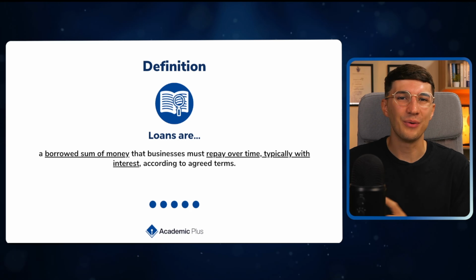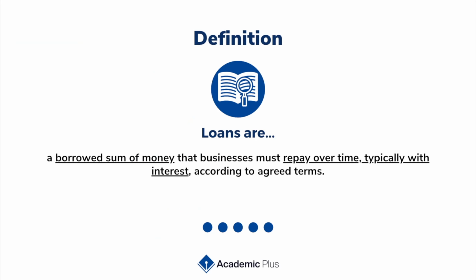The first method that we're going to be taking a look into will be our loans. Now let's give you all a definition because I know you all love your definitions. What we mean by a loan is that this is a borrowed sum of money that businesses must repay over time. So it's a debt method of finance. And typically we'll have to pay some interest. Of course, this does depend on those agreed terms.